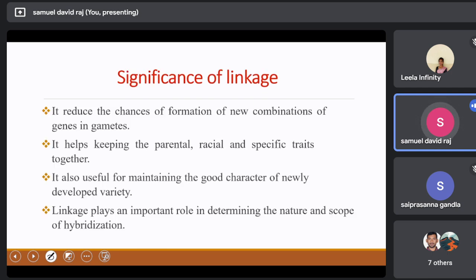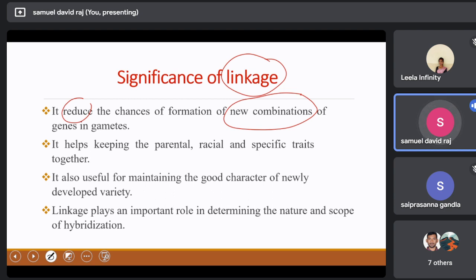Then what is the significance of linkage? When there is linkage, there are no new combinations, only parental combinations are produced. So it reduces the chances of formation of new combinations. That means the same original combinations of the parents are transmitted to the next generation.